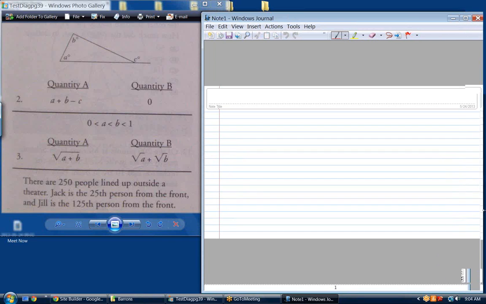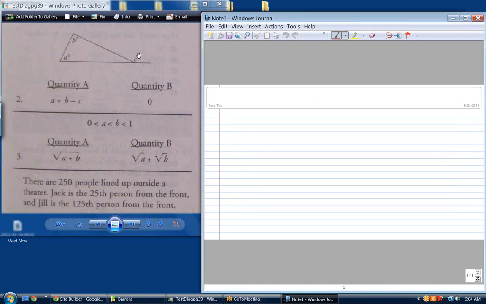Okay, this is actually a principle in geometry. This is called an exterior angle, and it's always equal to the sum of those two. And the reason is that C is supplementary to this one. Supplementary meaning that adds to 180. And these two plus this add to 180. So this one plus this one has to equal C.